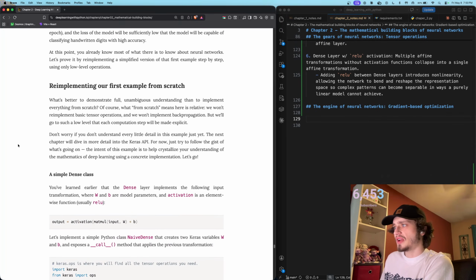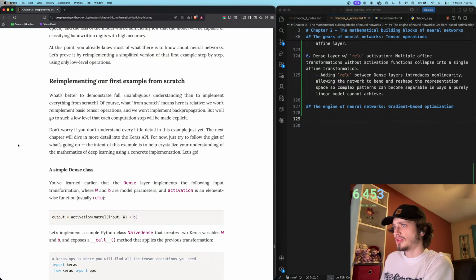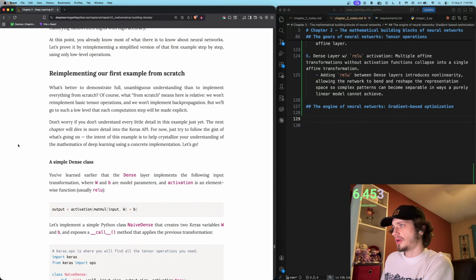Don't worry if you don't understand every little detail in this example yet. The next chapter will dive into more detail into the Keras API. For now, try to follow the gist of what's going on. The intent of this example is to try to help crystallize your understanding of the mathematics of deep learning using a concrete implementation. Let's go.